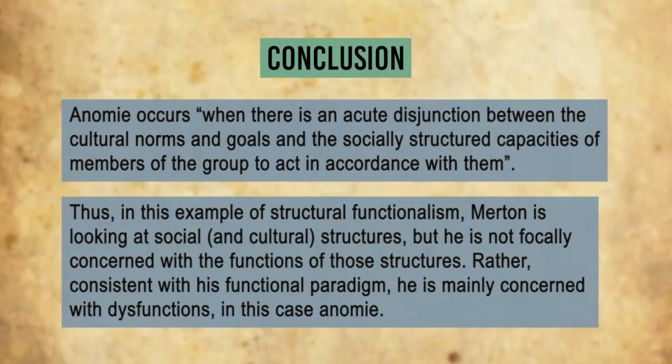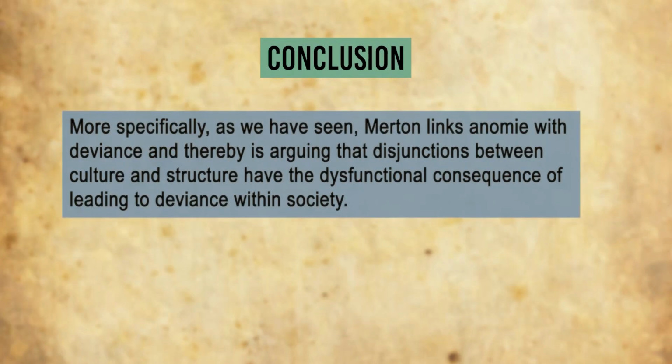Thus, Merton is looking at social and cultural structures, but he is not focally concerned with the functions of those structures. Rather, consistent with his functional paradigm, he is mainly concerned with the dysfunctions, in this case anomie. More specifically, as we have seen, Merton links anomie with deviance and thereby is arguing that disjunctions between culture and structure have the dysfunctional consequence of leading to deviance within the society. And in this way, Merton talks about deviance, and he has been criticized by many theorists who feel that Merton was mainly talking about dysfunctions instead of functions, and how functions should be proposed and defined. That was not told. And therefore, he was talking about anomie, which creates dysfunctions in the society.